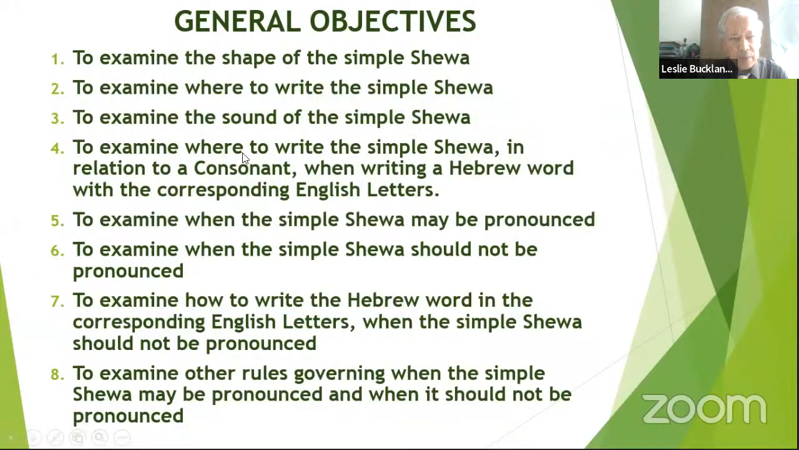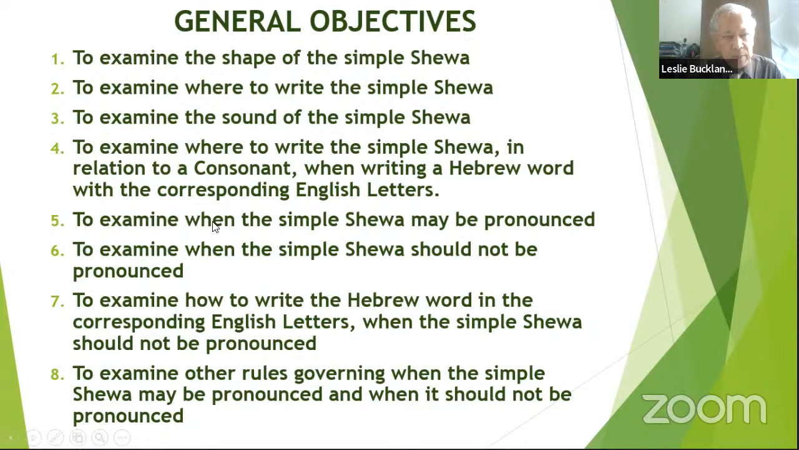4, to examine where to write the simple schwa in relation to a consonant when writing a Hebrew word with the corresponding English letters. Over here in number 2, to examine where to write the simple schwa, is referring to where to write the simple schwa in the Hebrew language itself, not in the English letters that correspond to the Hebrew language. We will look at this shortly.